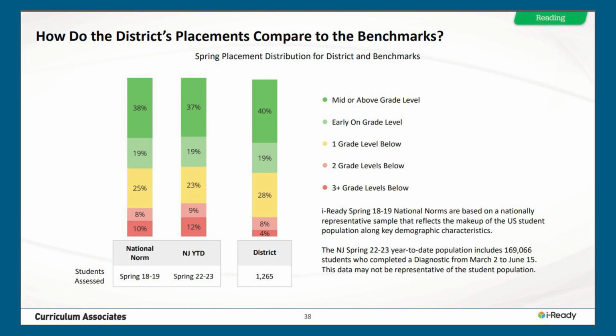When we're looking at us compared to the state and then us compared to the national norm, we did better with iReady. So 40% of our students were mid or above grade level, and only 37% of the students in the state were mid or above grade level. And from 18-19, 38% of the students were mid or above grade level. Our one early on grade level was the same across the board. Interesting, national, New Jersey, and us were all 19%. We did have the most students that were one grade level below, but we were the same when it came to 2 grade levels below at 8%, and we had lower than anyone at 3 grade levels below, according to the iReady reading.